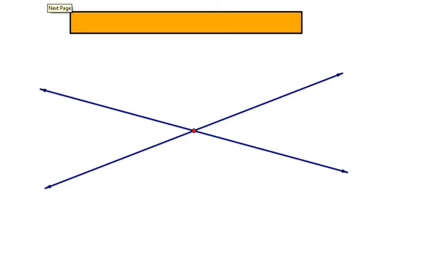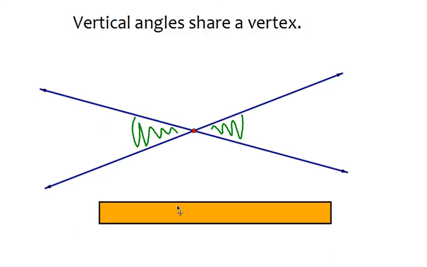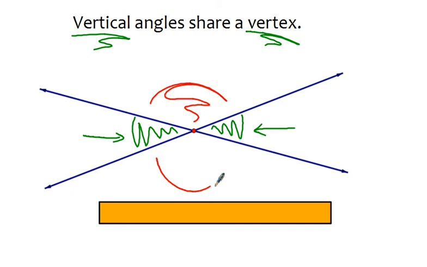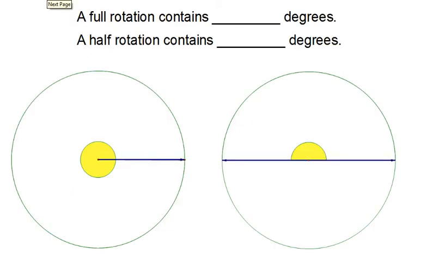Just a quick little background. Vertical angles are formed when two lines intersect. And the word vertical actually comes from the word vertex. So vertical angles share a vertex, and they're opposite angles in the figure, like so. Here's a second pair of vertical angles right here. And so there's the vocabulary. Little piece of background knowledge.